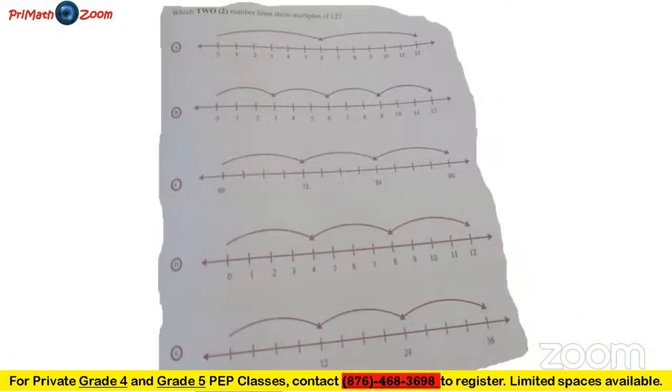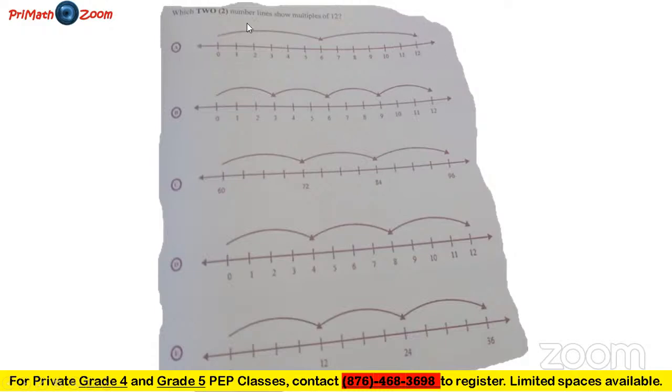Which two number lines show multiples of 12? Now remember, multiples and factors are different. So multiples will really be 12 and above, numbers that you get when you multiply 12 by a whole number, while factors would be the numbers that, when you multiply them, you get 12.